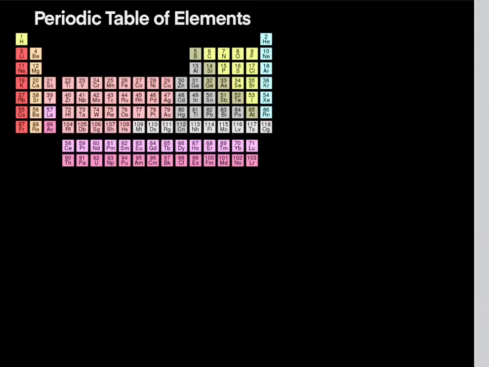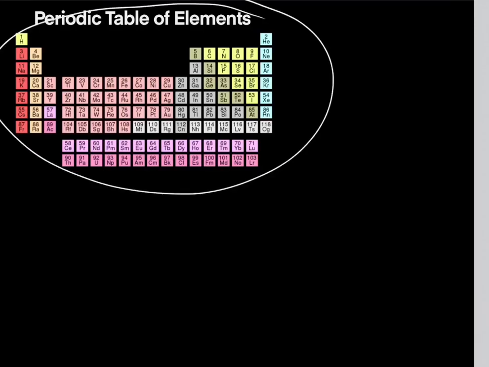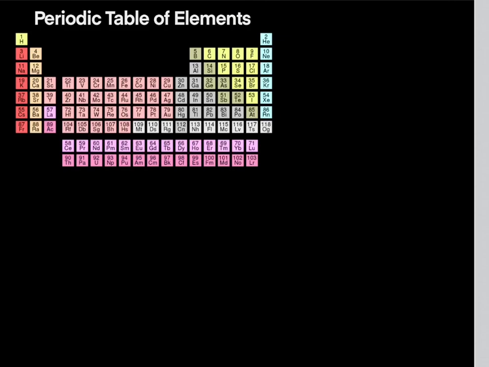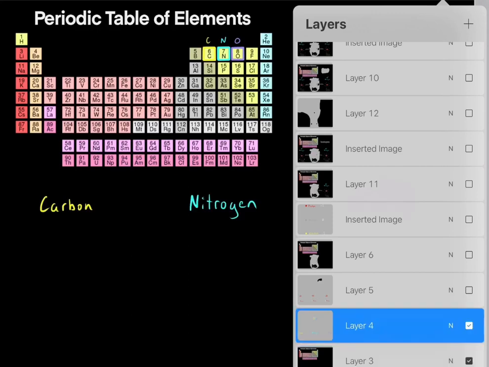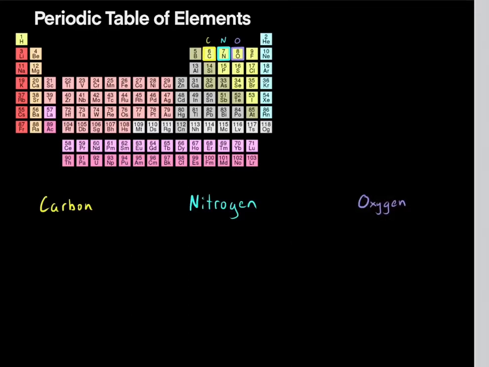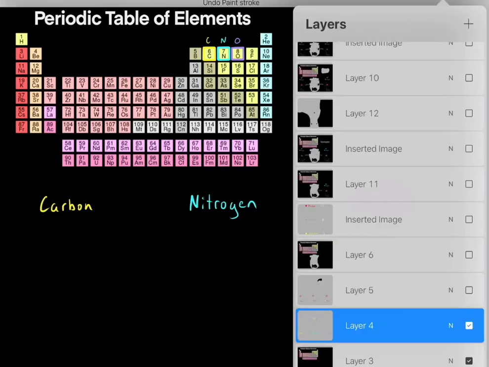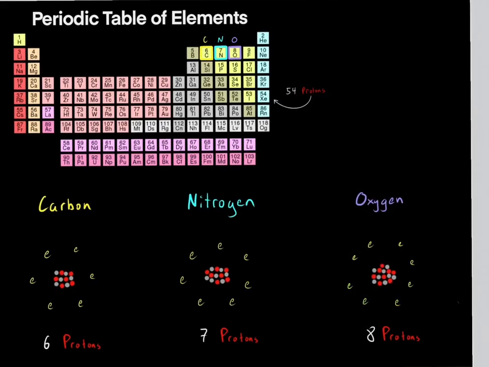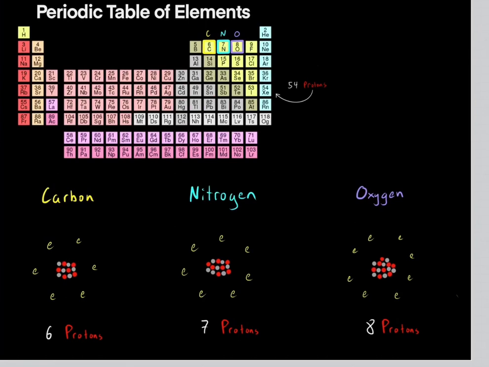So we know there are many different elements in the universe, and we can nicely organize these elements through this periodic table of elements. However, what is the fundamental difference between different elements? For example, what is the difference between carbon and nitrogen and oxygen? Well, if we look at these different atoms, we see they have different protons.